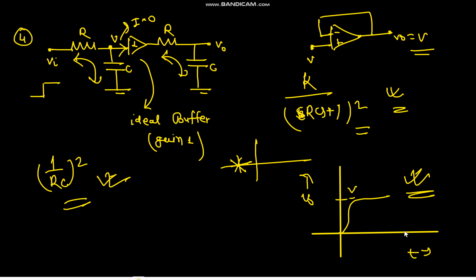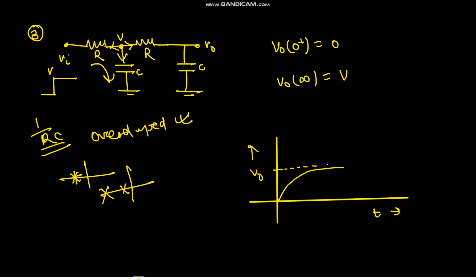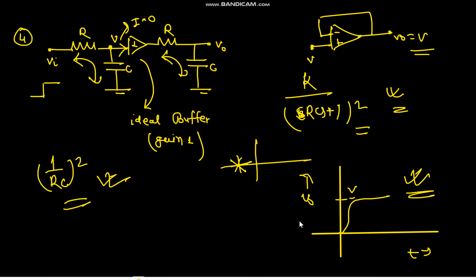Then they can ask you which one is faster, this one or this one. You can tell this one is critically damped and this one is overdamped. So which one is faster? Critically damped is faster than overdamped. So that you can see.